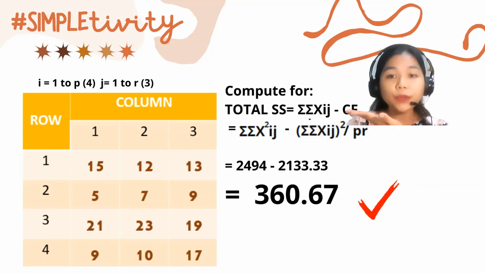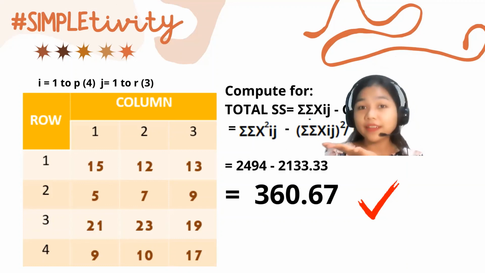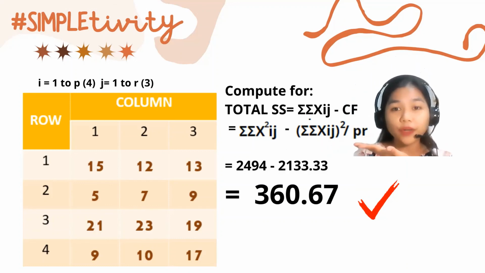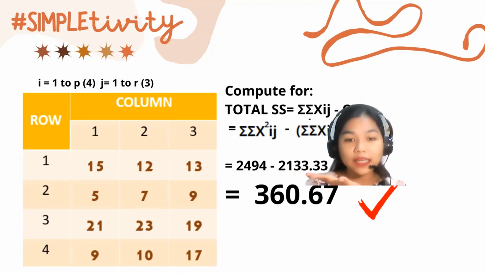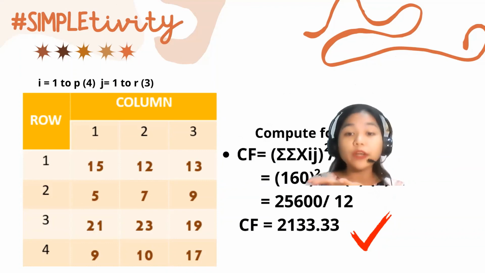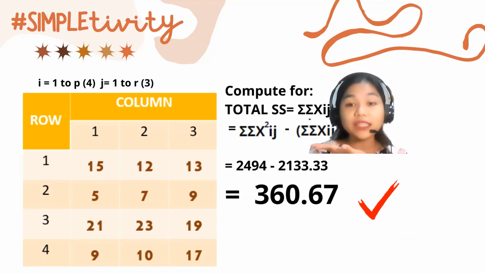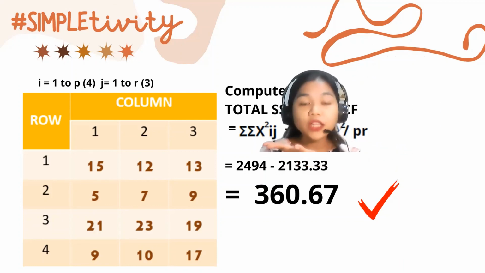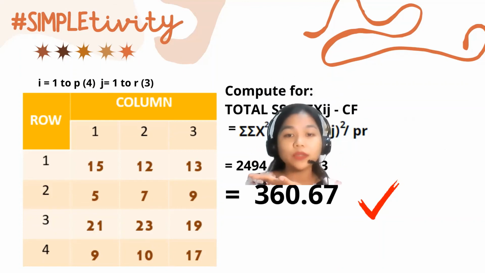So we know that to compute for the correction factor, we need to square the summation of xij and divide it by PR or the rows and columns. We already obtained this value. Actually, this is the value. Remember, it's 2,133.33. So that's actually the correction factor. I just expanded this one. And the double summation of xij squared is equals to 2,494.